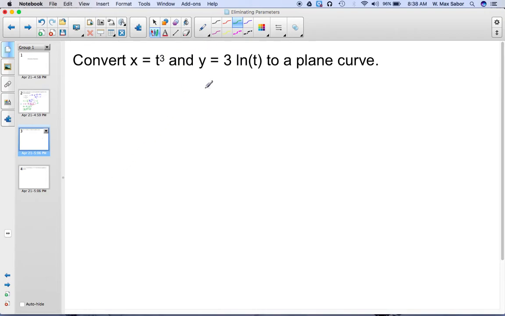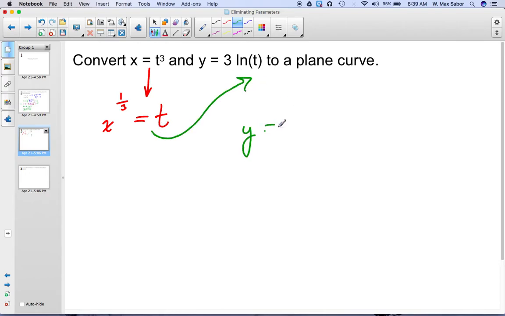Convert this set of parametric equations to a plane curve. So once again we want to get t by itself in one of these and substitute into the other. Typically it's easier to take the one that has x in it and get t by itself in the x equation, because in plane curves we prefer having y by itself. x to the 1/3 equals t, by raising both sides to the 1/3 power, and now we substitute that in.